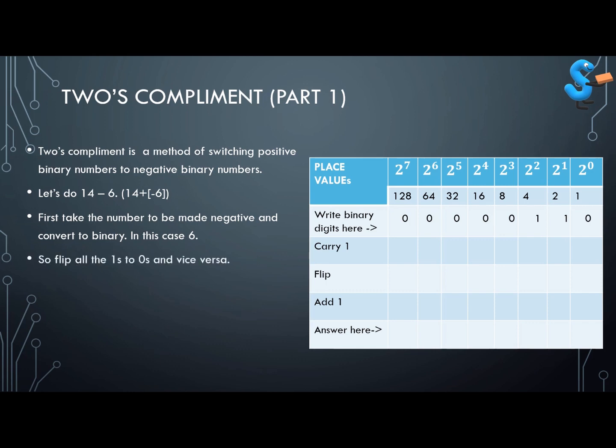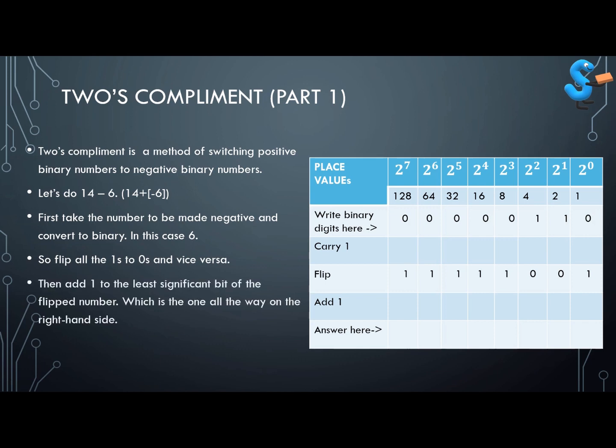And then flip all the ones to zeros and vice versa. So we flip all of them. Next step, or last step, is add 1 to the least significant bit, which is the 1 all the way on the right hand side. So you add 1 there, carry the 1, and you copy the rest of the digits. And finally, write the number in the answer box. Do not convert this number into denary. This is -6, but don't convert it to denary because this is going to confuse you.